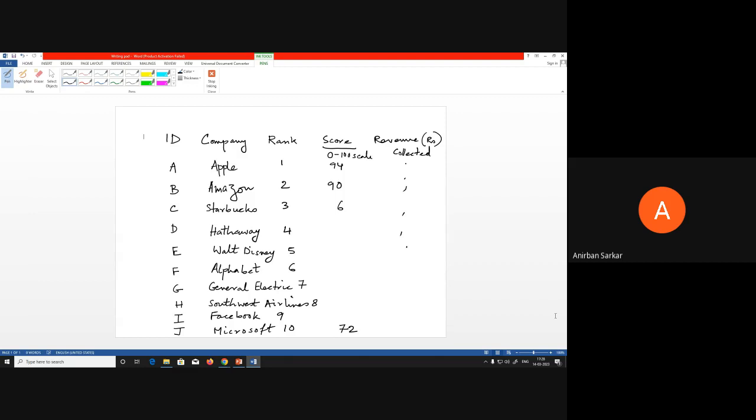Now I'm coming to the ordinal. Ordinal is nothing but the ranks. Now think that you have three columns, ID, company, and rank. So on the basis of rank, you can understand that General Electric is in 7th rank, Southwest Airlines is in 8th rank, Apple is in 1st rank. So I can tell that Apple is better than Amazon, Amazon is better than Starbucks, Starbucks is better than Hathaway, Hathaway is better than Walt Disney. Likewise, we can tell.